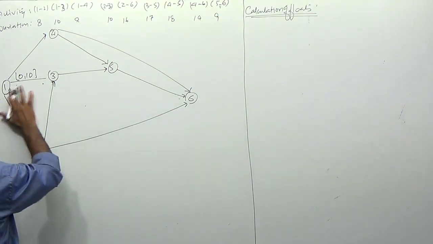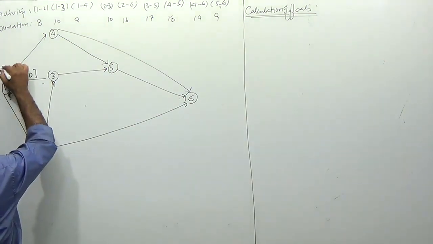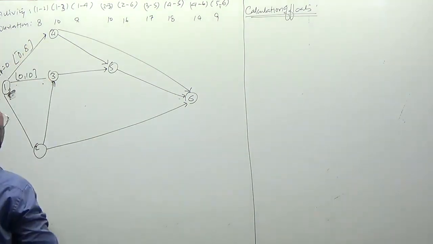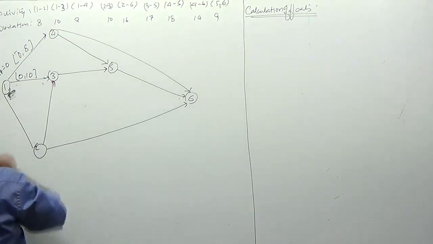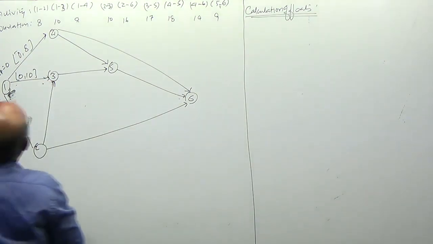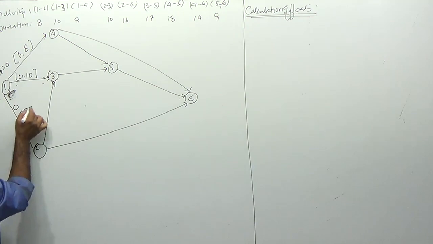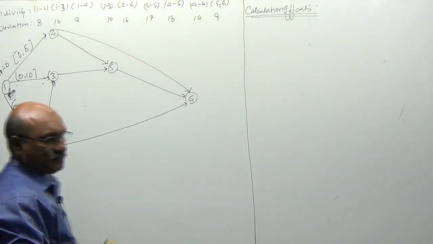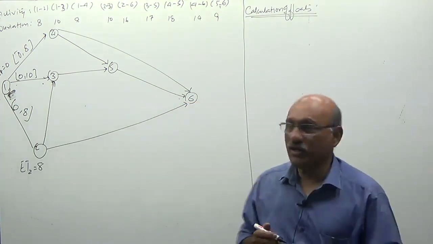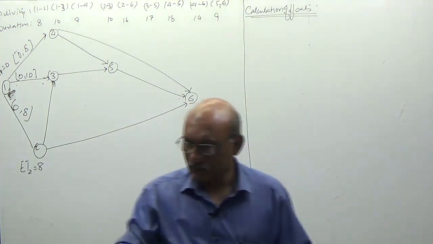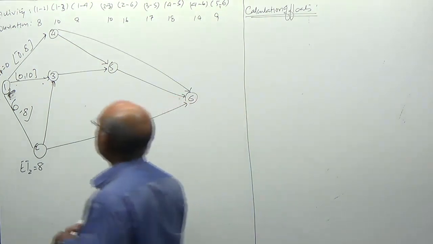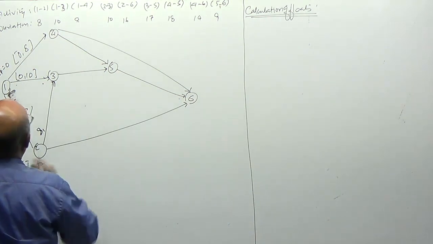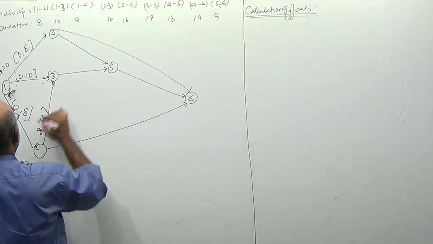Earliest timing of 1 is 0. 1-4 will take 8 days, 0 to 8. 1-3 will take 10 days, 0 to 10. 1-2 will take 8 days, 0 to 8. Earliest timing of 2 is equal to 8. 2-3 will take how many days, sir? 10. 8 plus 10, 18.